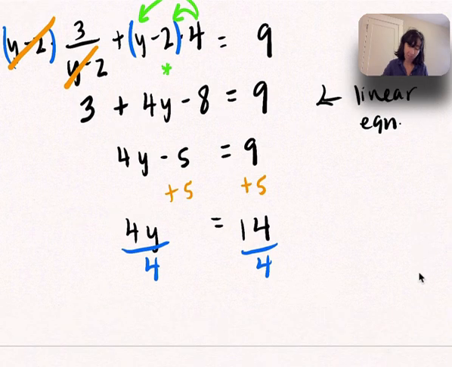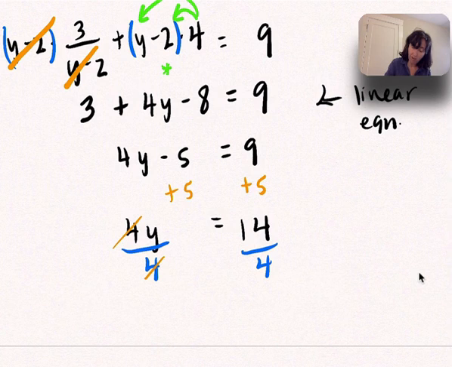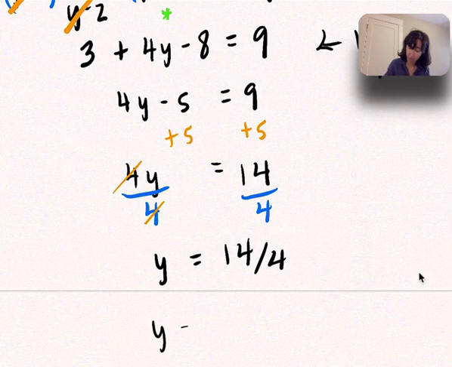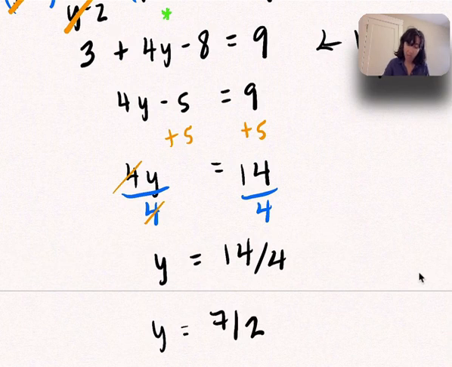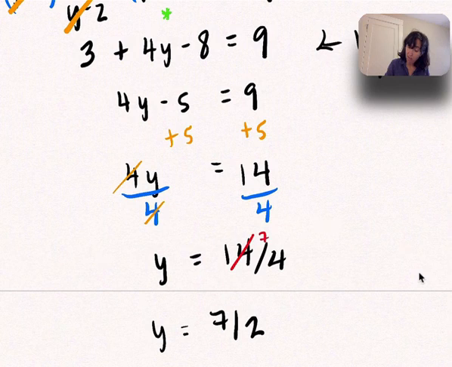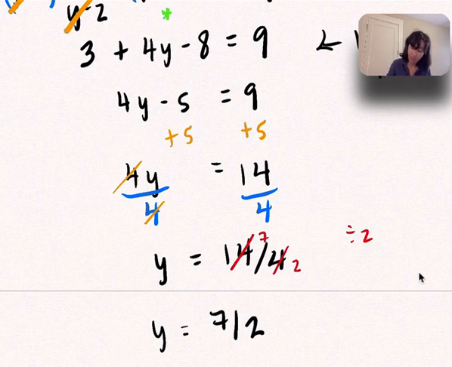This is nice because if you do it, these two 4's cancel and you get y is equal to 14 over 4, which when simplified becomes 7 over 2. That's because if you divide 14 by 2, you get 7, and if you divide 4 by 2, you get 2. So I'm doing division by 2 on the top and bottom. And this right here is our final answer.